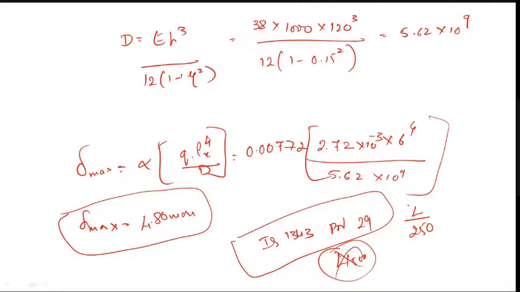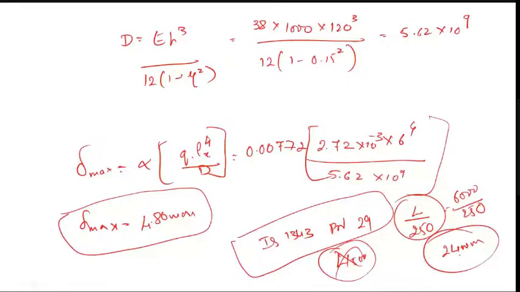See, in IS 1343, page number 29, the long-term deflection should be under the permissible limit of L by 250. If you check, 6000 divided by 250, you will get 24 mm. It should not be greater than the permissible limit. So we have got 4.80 mm, and the maximum limit is 24 mm. So our slab is safe in deflection.